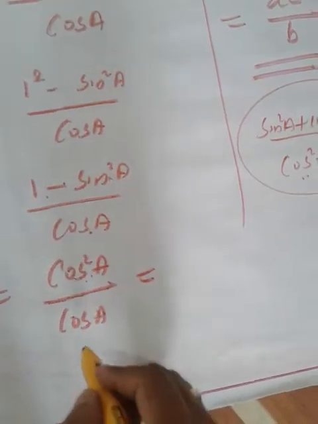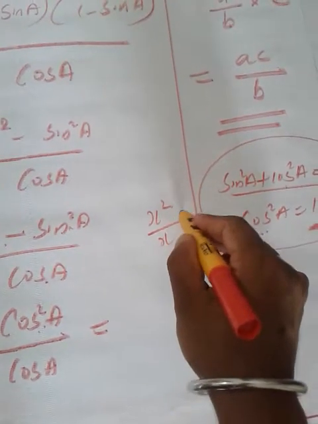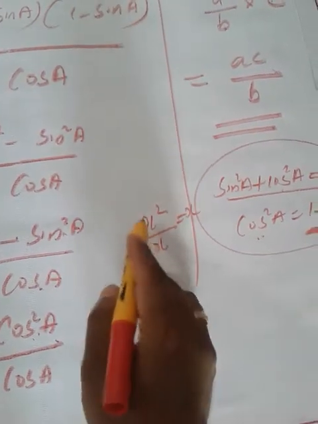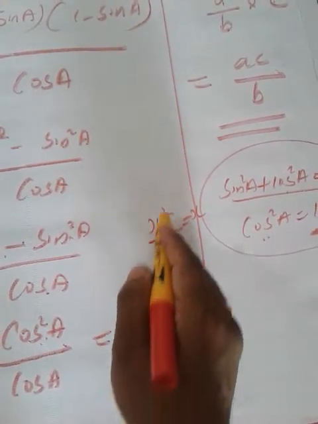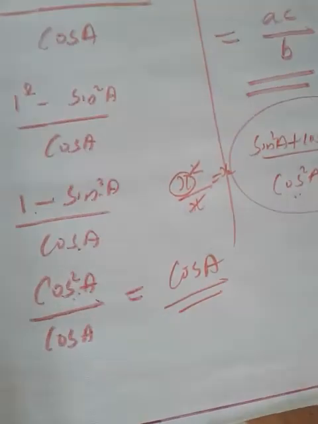So what is cos square a by cos a? You can cancel. What is x square by x? Answer is x, because here 2 x's are there. You can cancel 1 x and 1 x from here. So what will remain? 1 x will remain. Just like that, cos square a by cos a will be what? Cos a. So this will be the answer.